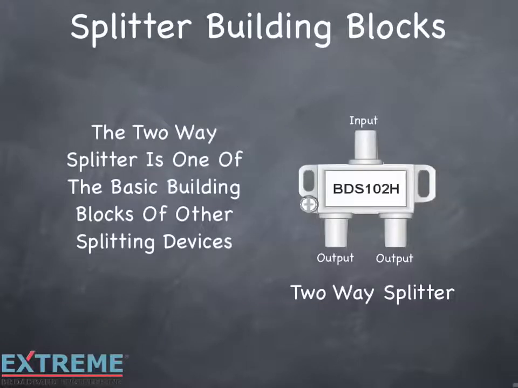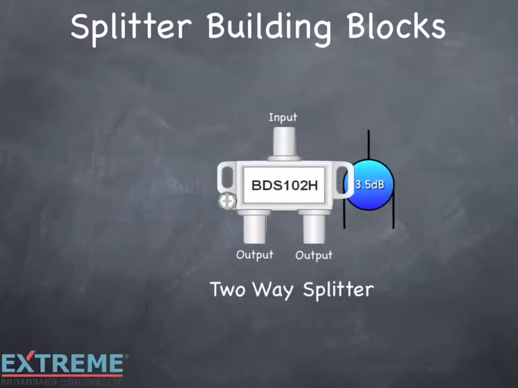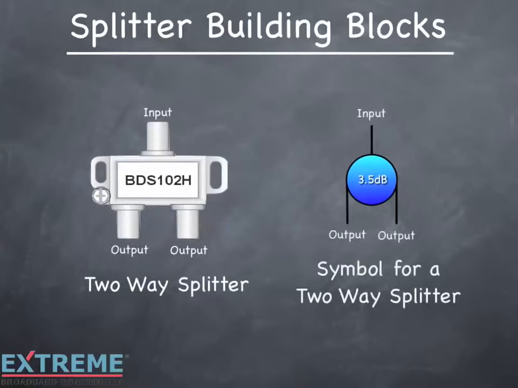The two-way splitter is one of the basic building blocks of other splitting devices. On the left, we're showing a two-way splitter. On the right, we're showing the symbol equivalent of the two-way splitter, indicating the input, 3.5 dB of loss, and two outputs. Using this symbol, let's build other splitting devices.